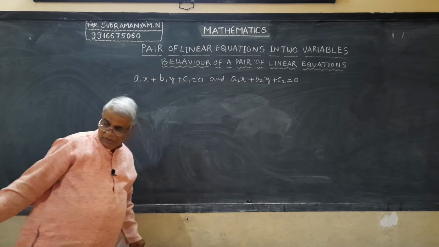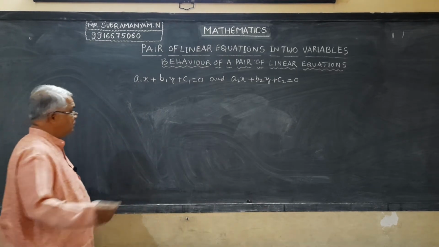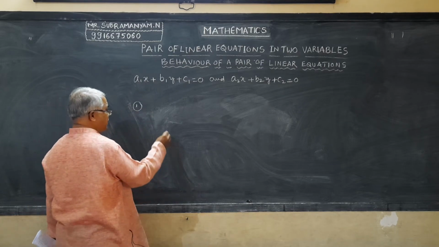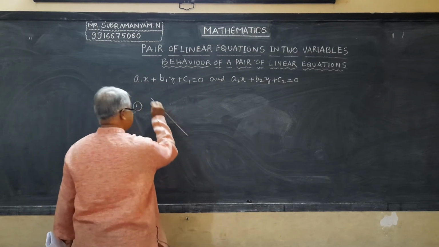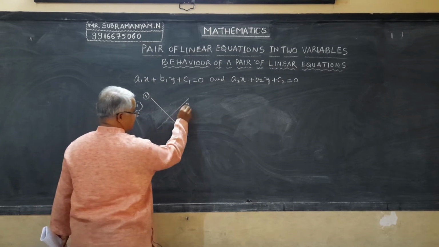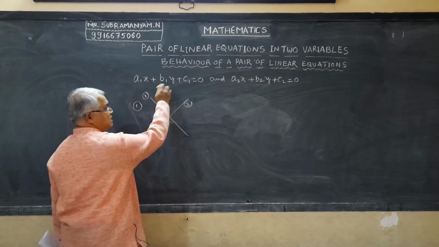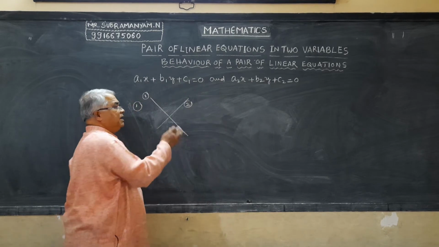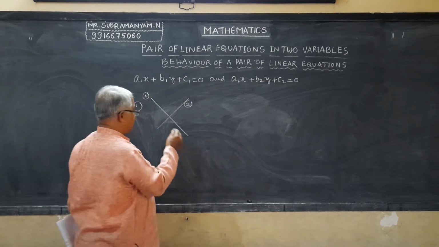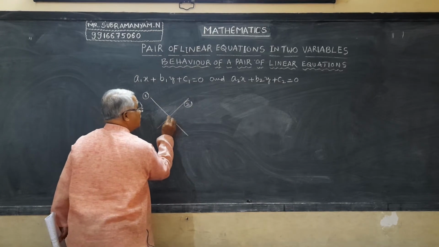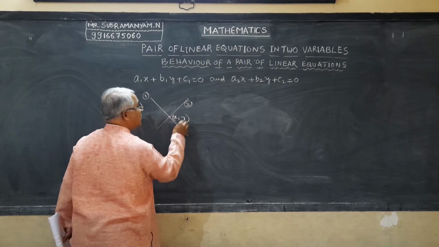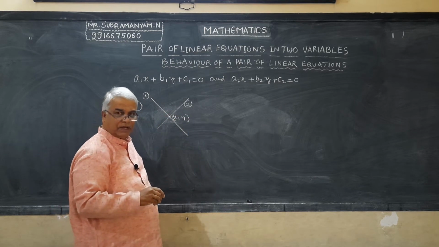When you draw the graph, you may get two straight lines. One straight line like this, equation 1, and another straight line, equation 2. That means two straight lines, they may intersect each other. When they intersect, we will get one point, that is one x value and one y value.